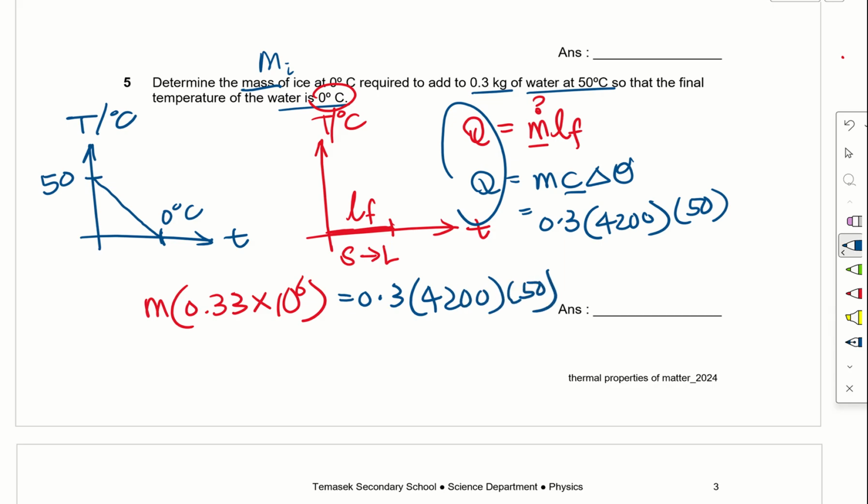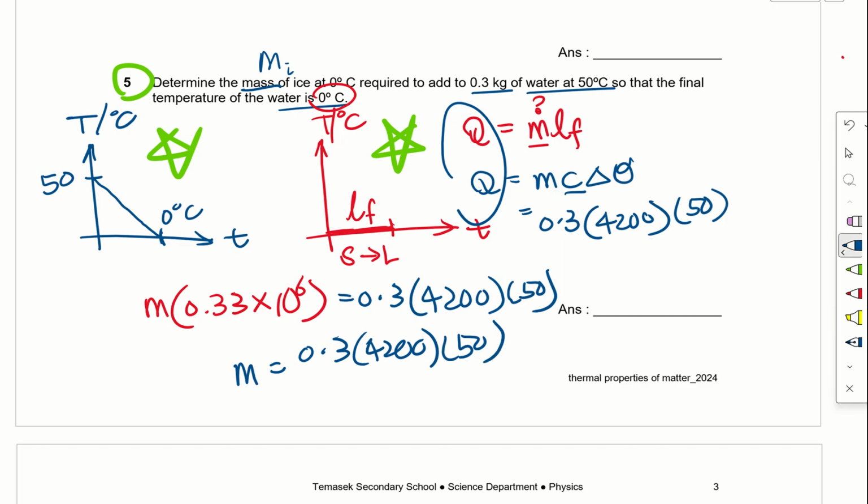Okay, so you will see that actually the heating and cooling curve is very important, because once you have all this information down, that means you also need to be able to unpack this information. You need to know whether there is any change in temperature, whether there is any change in state. Okay, so this is very important. So if you do your calculation, then M will be equals to 0.3 times 4200 times 50 over 0.33 times 10 to the power of 6, and your final answer will be 0.191 kg.